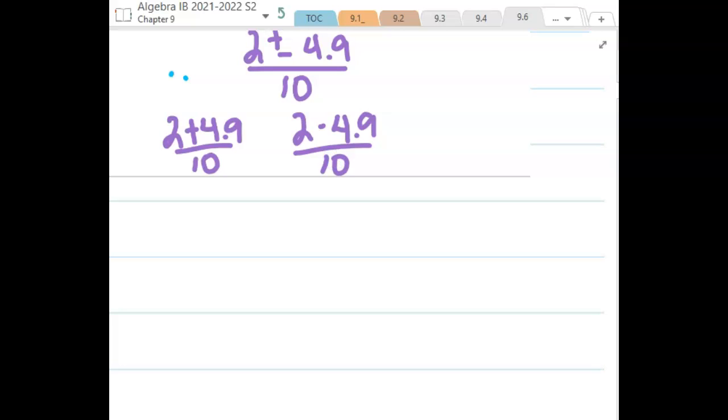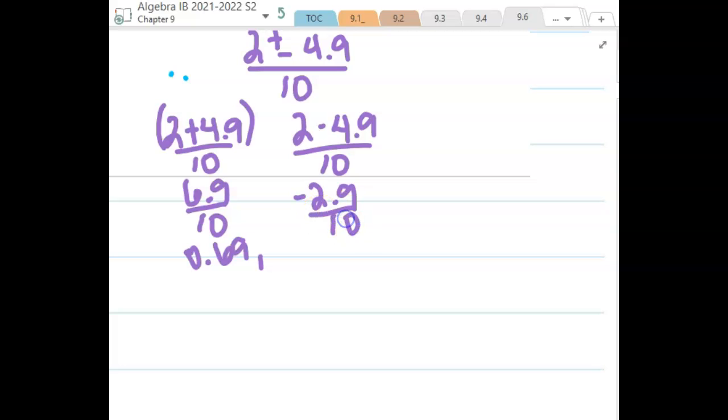Remember, if you're going to use your calculator, that's fine, but you have to either do 2 plus 4.9, enter, divide by 10, enter, or in your calculator you need to put parentheses to tell your calculator you need to add first. 2 plus 4.9 is 6.9. When you divide that by 10, you get 0.69. Same thing here. 2 minus 4.9 is negative 2.9. Divide by 10, you get negative 0.29.